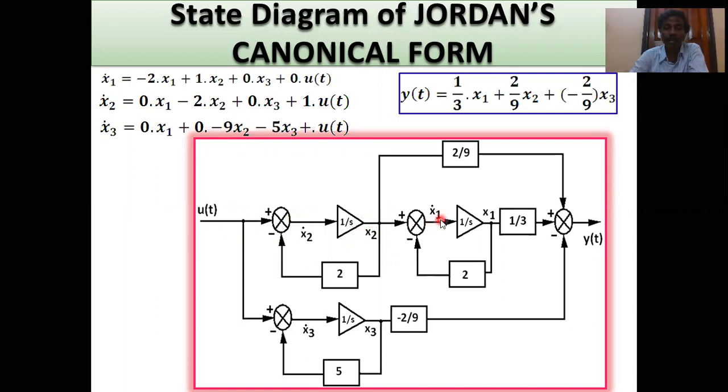Similarly, integrating x1 dot gives x1, and x1 dot equals minus 2 into x1. So this is x1, this is 2 into x1, this is minus.